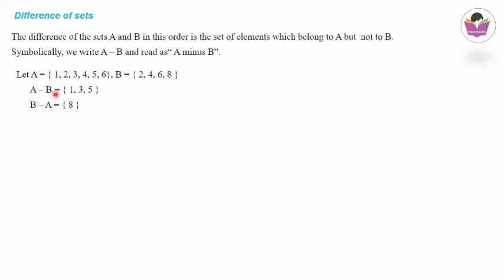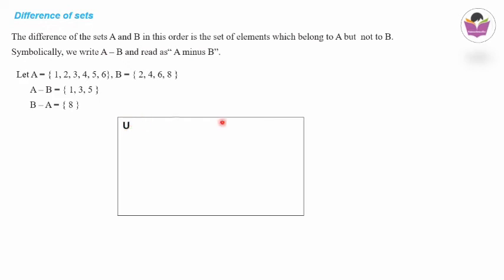So you can see here A minus B and B minus A, they are entirely different set. Means A minus B is not equal to B minus A. So how do we represent the difference of two sets? By using Venn diagram. So universal set we have marked, we have drawn the rectangle and marked the universal set.